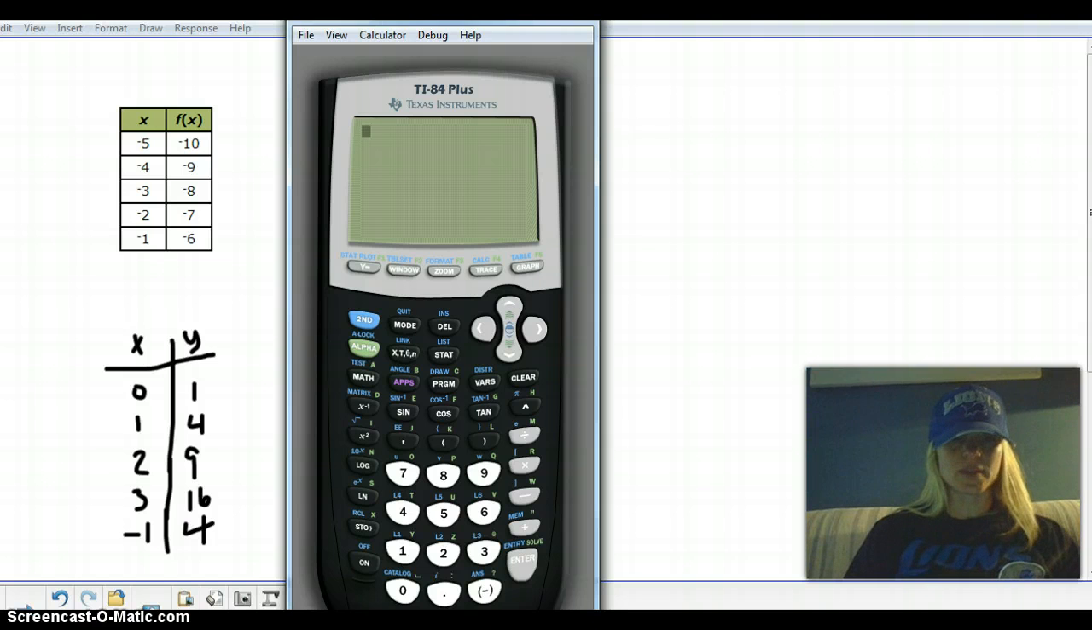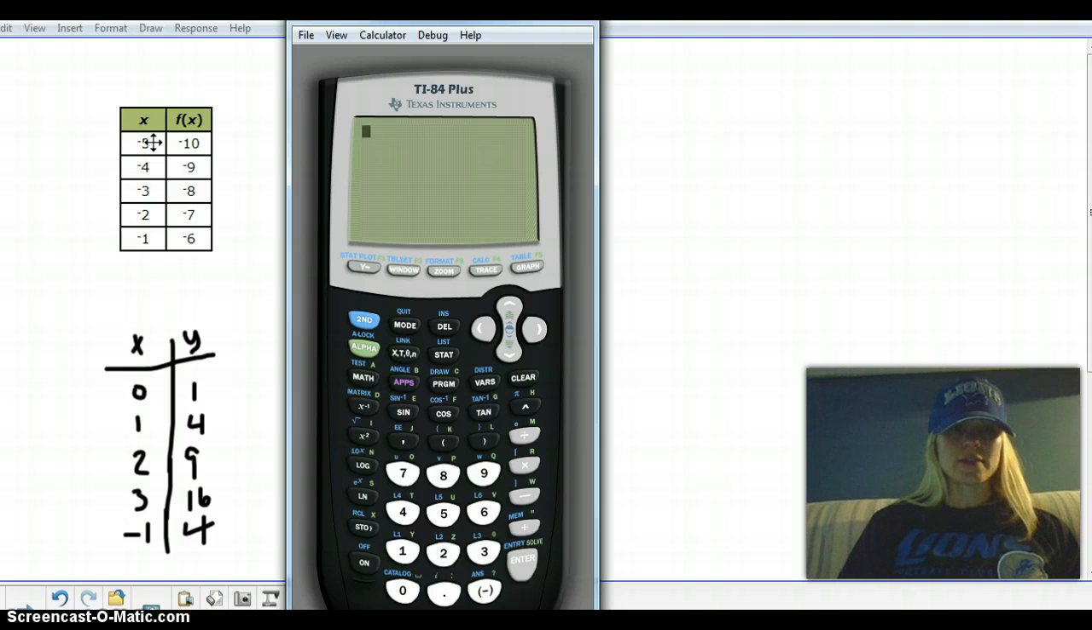tomorrow in class. Okay, so here I have a table. I'll look at this table first. Here's my x's. Remember, f of x means y. So we're going to look at what kind of function this table will make for us. So the first thing we need to do is we need to put these coordinates into our calculator.